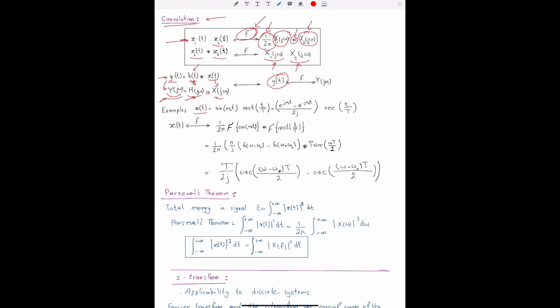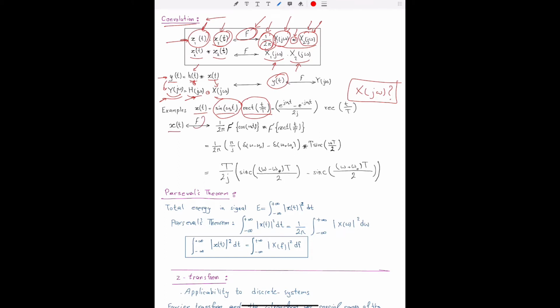So next we have x of t equals sine of omega t, rectangular of t divided by capital T. So this is an example, and we have two multiplications here, and we want to find x of j omega. So what is x of j omega? This is the multiplication of two functions. So what we can do is find x1 of j omega, x2 of j omega, and then convolute these two and then divide it by 2 pi. Right, so that's exactly what we're going to do.